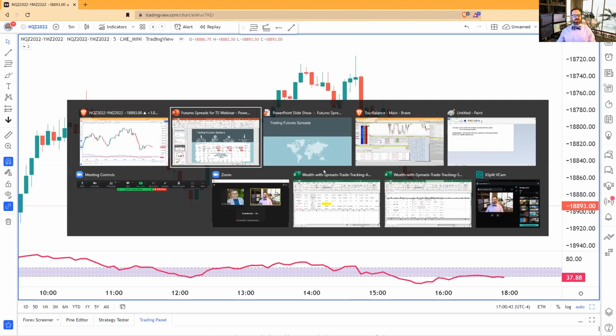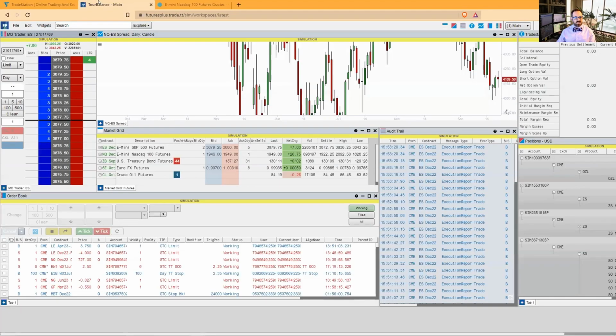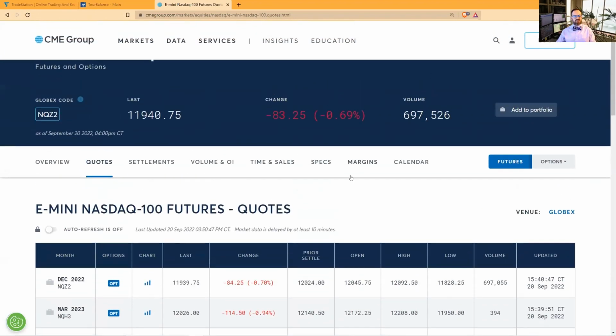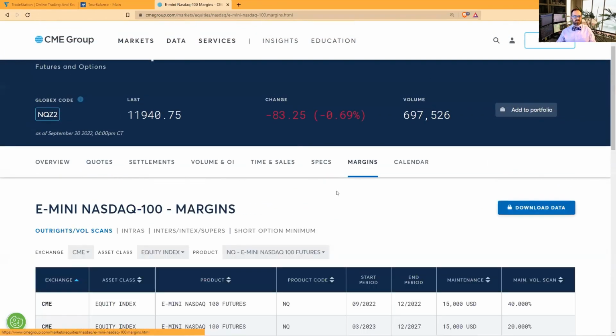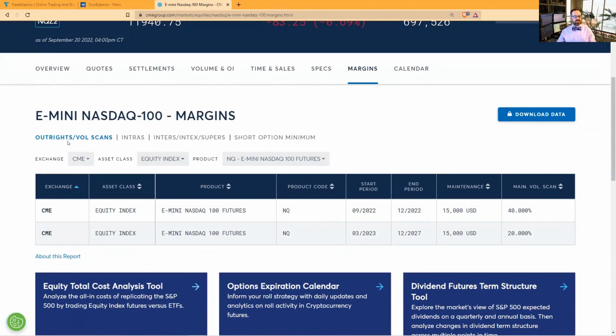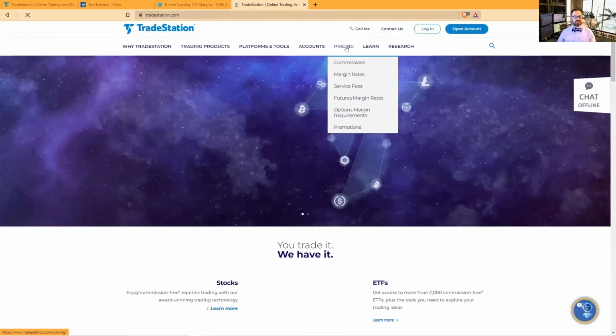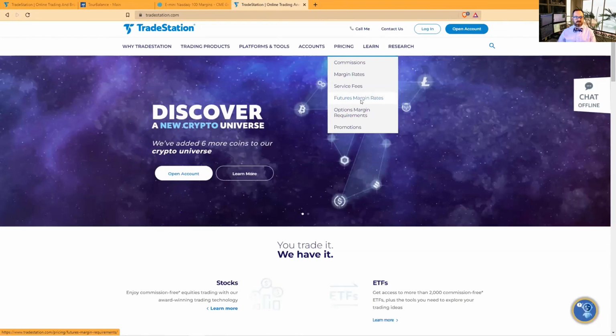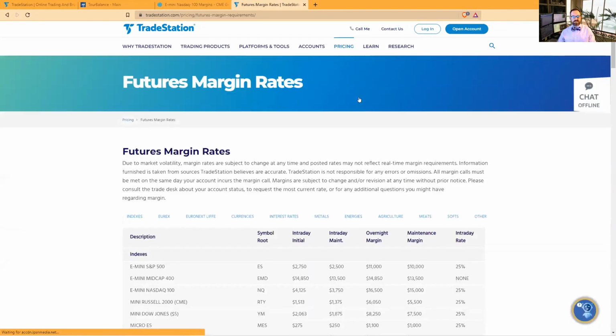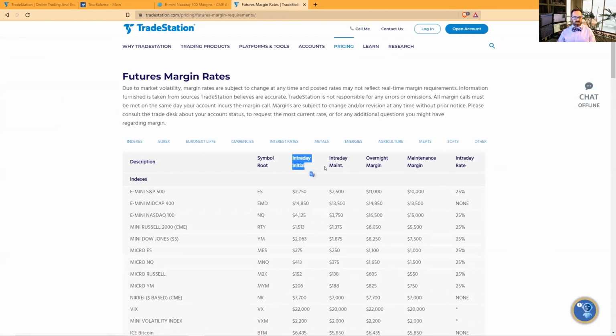It's interesting when you go into the CME Group website. Let's see, there we are. One of the things you can look at is margins. And you'll notice when it comes to margins, the first one is outrights, and that's usually what everybody looks at. For whatever reason, the CME has taken away some of the columns they used to have. They used to have a column for initial margin. That's gone. You can go into TradeStation, and it's real easy to find there under pricing, futures margin rates. It's right there. And that'll tell you right here, intraday initial margin or overnight initial margin.